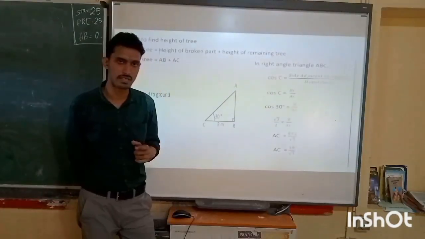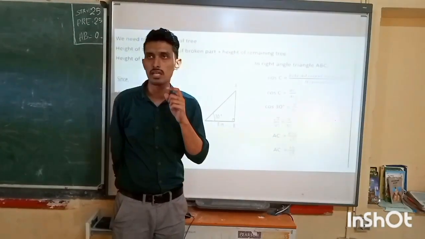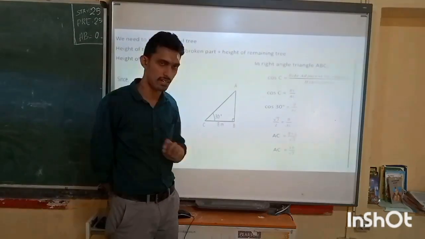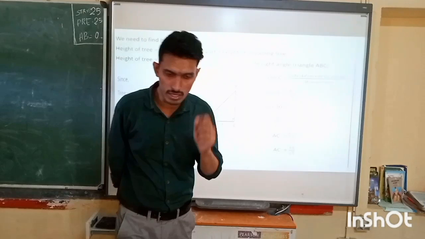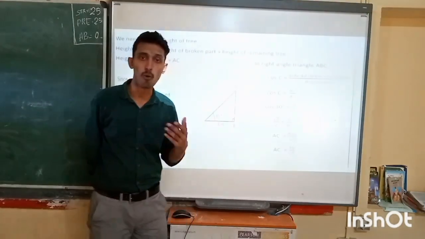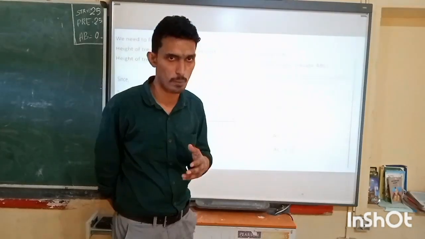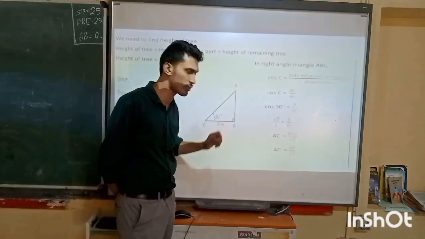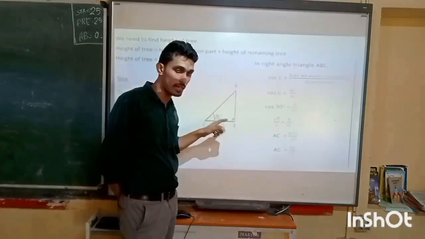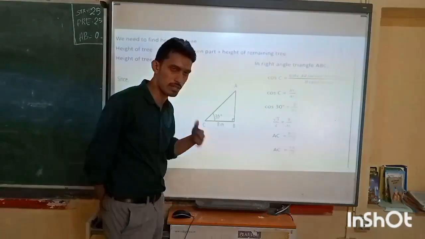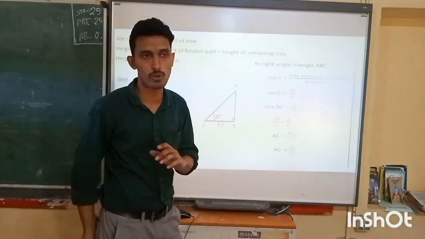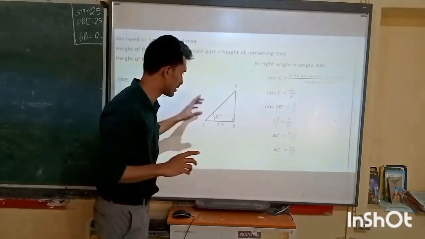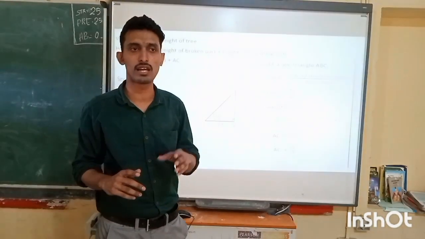As you know, the angle formed at the foot of the tree with the ground level will always be 90 degrees. Not only in this case, but in all cases such as buildings, towers, poles, there are so many examples in applications of trigonometry. In all these cases the angle formed at the foot will always be 90 degrees, because it is standing like this, right? So the angle is perfectly 90 degrees.